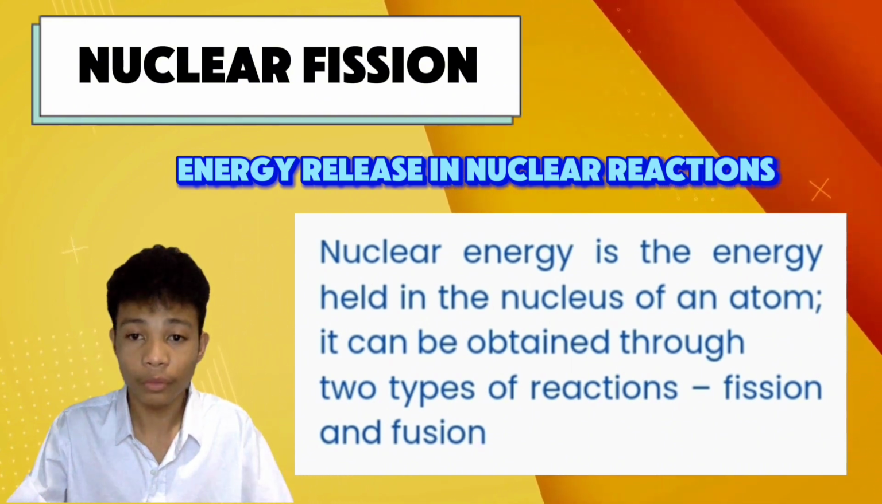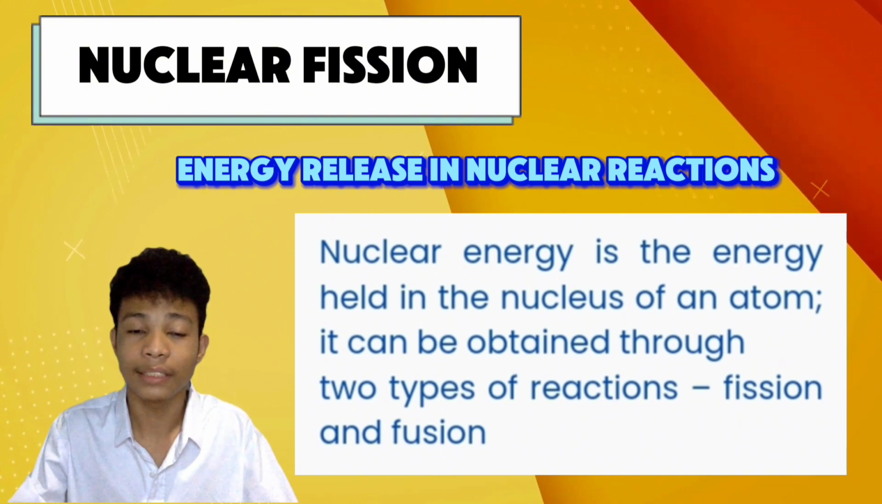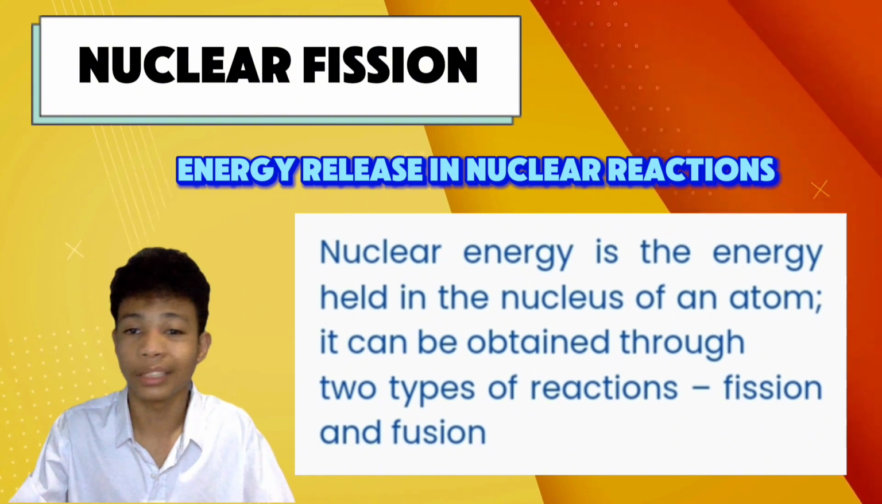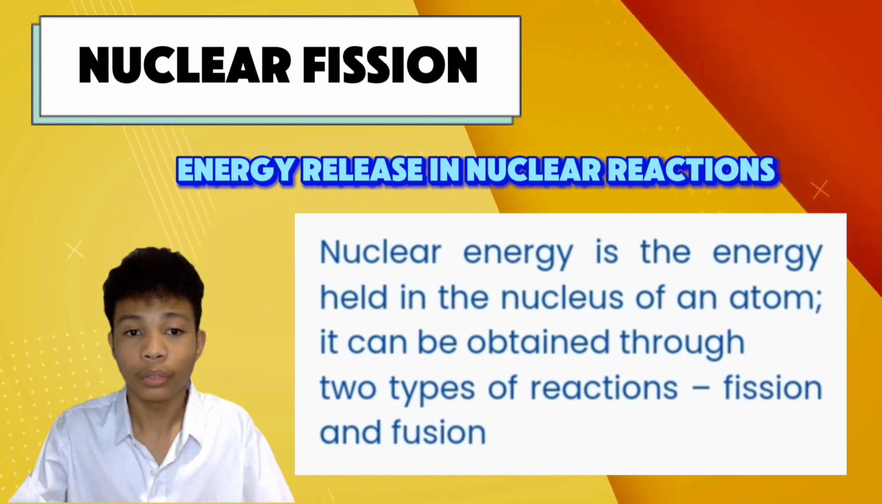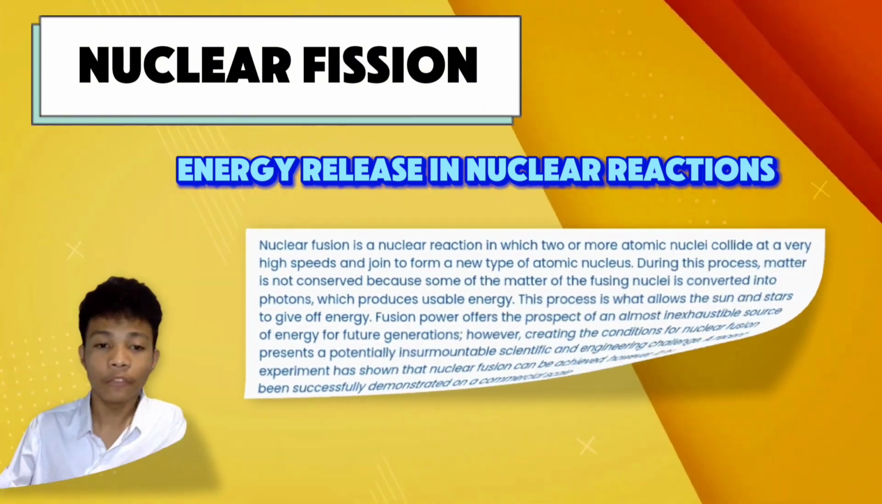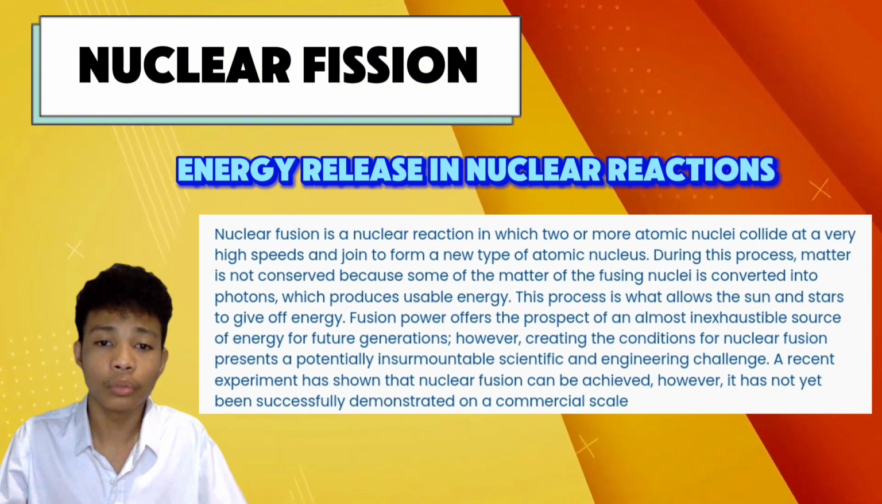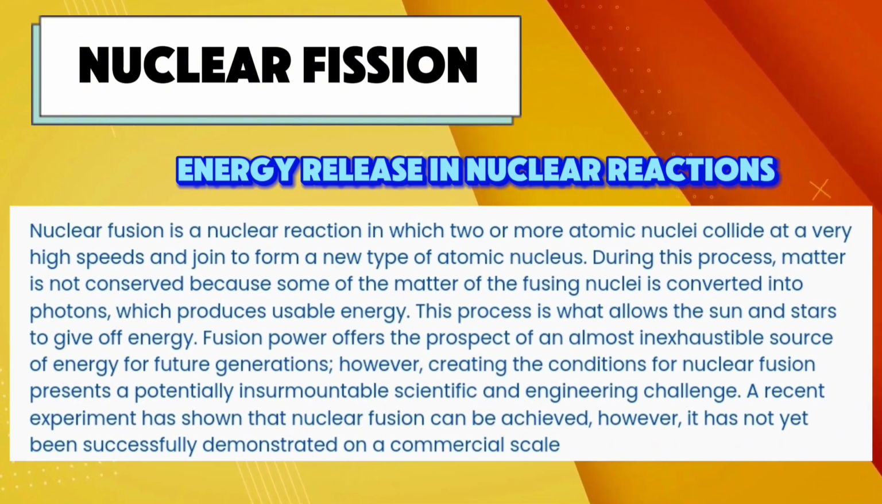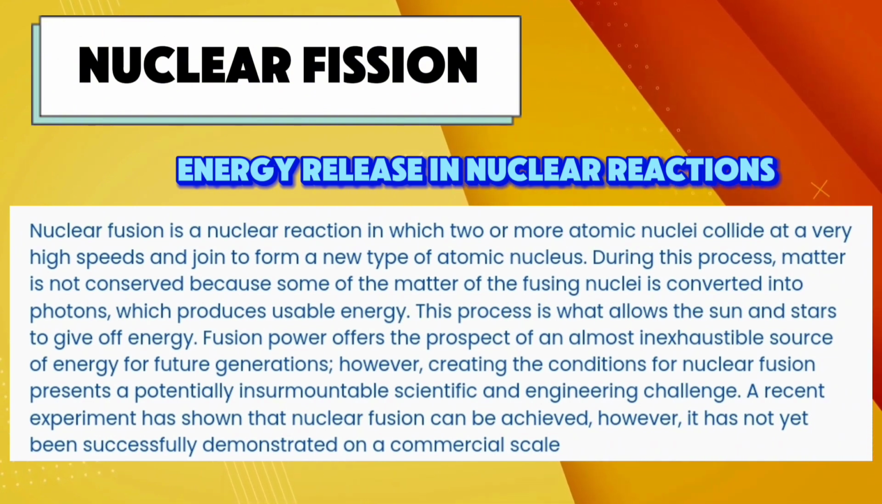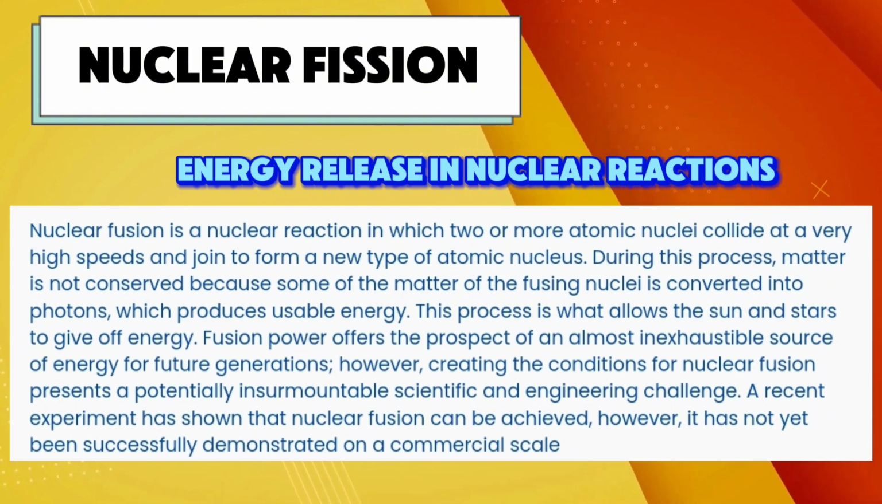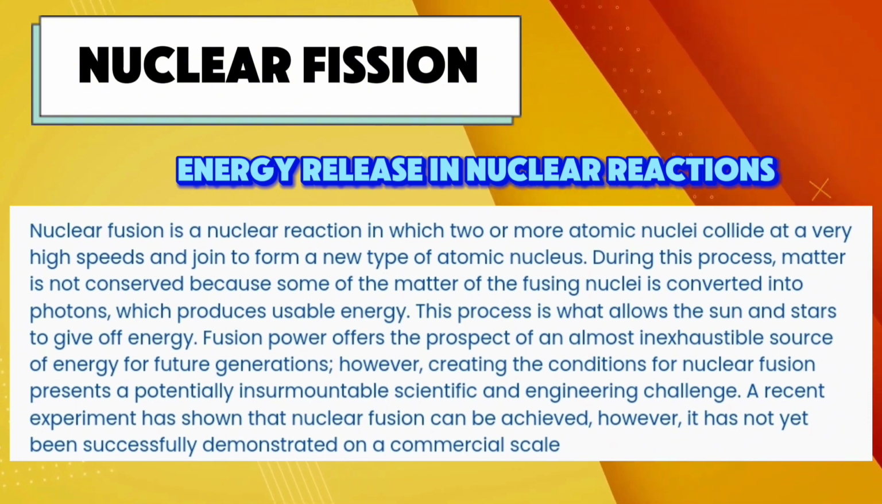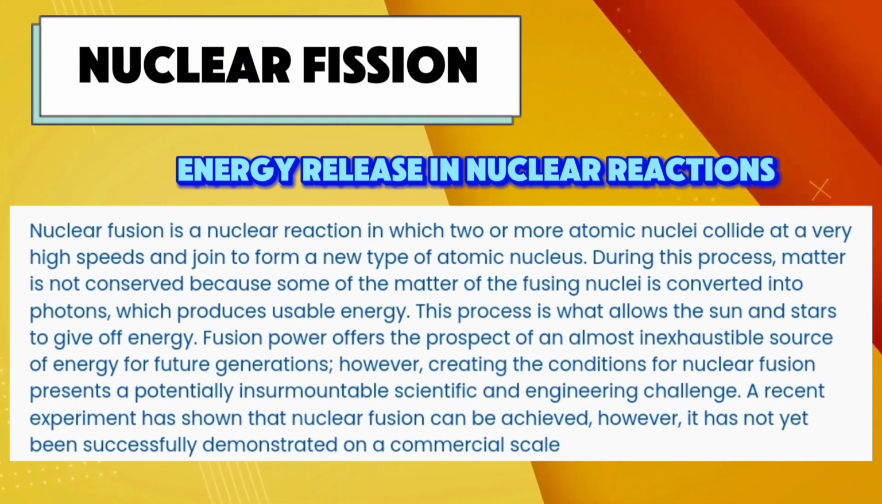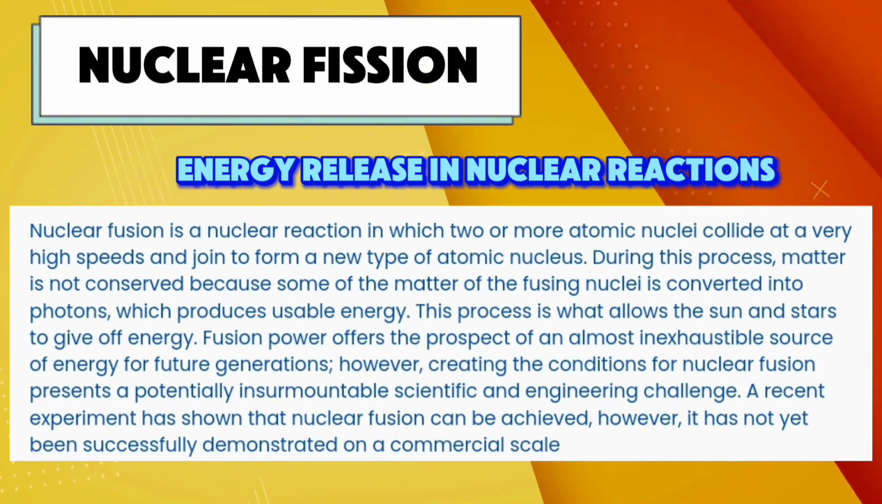The fuel most commonly used for fission is uranium, although additional elements such as plutonium or thorium can be used. Nuclear fusion is a nuclear reaction in which two or more atomic nuclei collide at very high speeds and join to form a new type of atomic nucleus. During this process, matter is not conserved because some of the matter of the fusing nuclei is converted into photons, which produces usable energy. This process is what allows the sun and stars to give off energy.